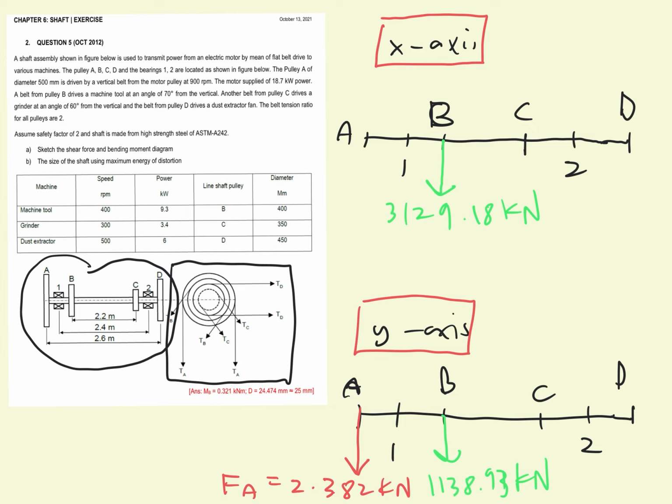1138.93 kilonewton. So this is the value that we get, the total force acting at point B, after we resolve into X and into Y components.